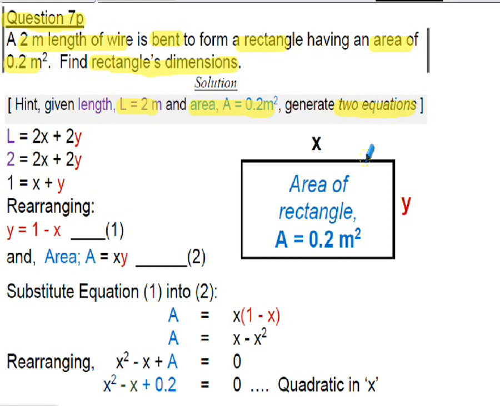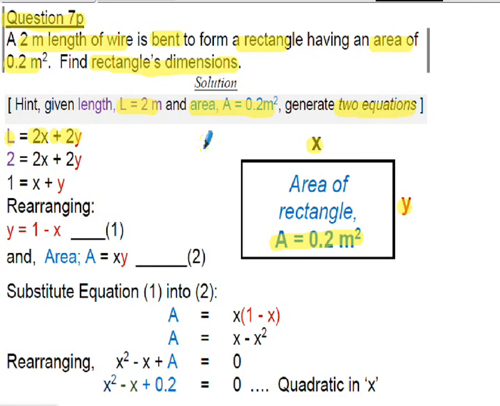So from my sketch here of the rectangle, this side is called x and this side is called y, and we know the area A is 0.2 meters squared. So if I consider the perimeter, or the length of the wire in this case, that's equal to 2 multiplied by x plus 2 multiplied by y.